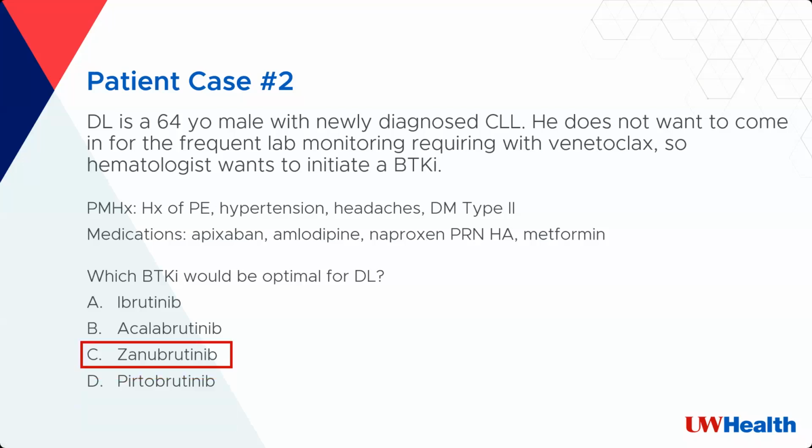I would agree. To walk through this thought process, ibrutinib is just less desirable because of the side effect profile. And for DL, we're really concerned about the additive bleed risk with apixaban. Again, not a complete contraindication, but we certainly have better options. Acalabrutinib is certainly reasonable, but with headaches occurring in up to 40% of patients, I think we can avoid this trouble. We don't want him taking NSAIDs while on a BTK inhibitor, ideally, nor the apixaban. And then pirtobrutinib is just not currently indicated in the frontline setting. So that one is ruled out pretty easily. Nice job.